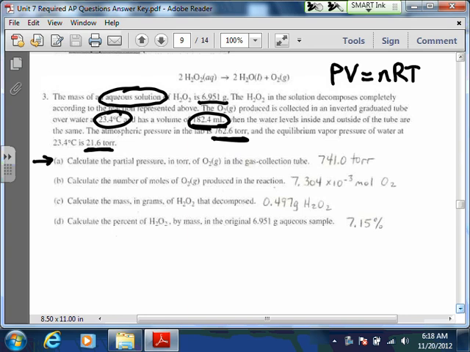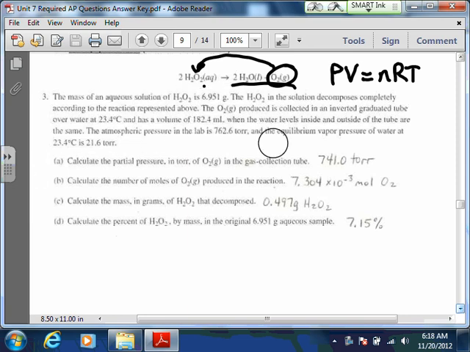Then you can use the balanced chemical equation up here. Once you know the moles of O2, you can figure out how many moles of H2O2 you have, and then you can figure out how many grams of H2O2 you have just using stoichiometry. I think you guys can do that. And notice, 0.497 grams of H2O2, that's a lot less than the 6.951 that we had up here, okay?